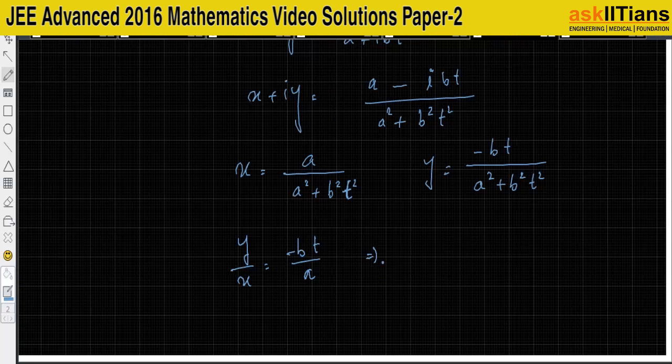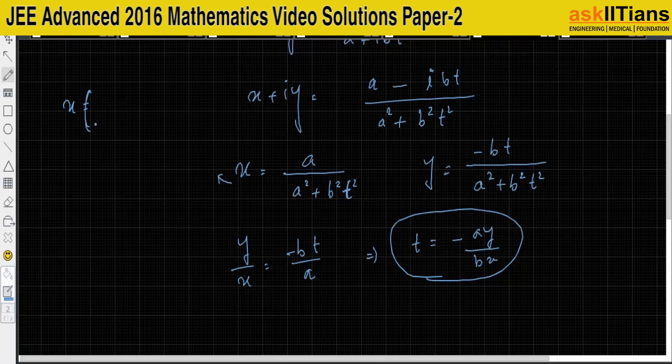So from here I know that t is equal to minus ay by bx, right? This is the value of t. Now I can put this value in any one of the equations. If I put the value of t in this equation, I'll get x is equal to x multiplied by a square plus b square t square. t square is a square y square divided by b square x square, this entire thing equal to a.